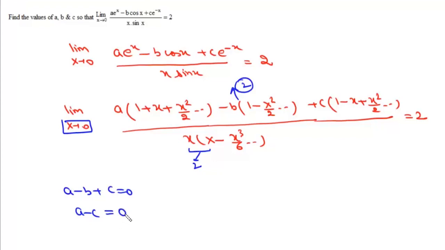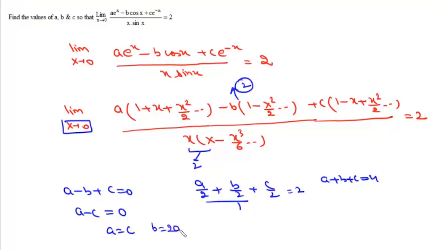Now once we have eliminated all the lower degree terms, then the answer to this limit will be the coefficient of x square in the numerator upon the coefficient of x square in the denominator. Now the coefficient of x square in the numerator will be a by 2 plus b by 2 plus c by 2, upon 1, and it will be equal to 2. So we get a plus b plus c equals 4. Now a equals c and b equals 2a. So we get 4a equals 4. That means a and c are 1, and the value of b is 2.